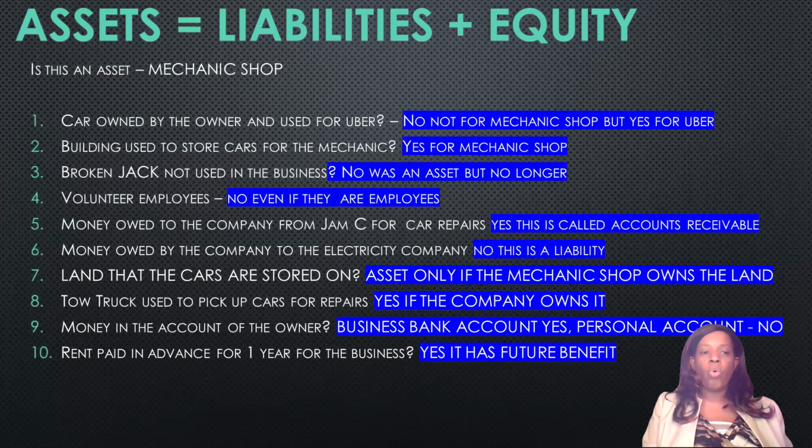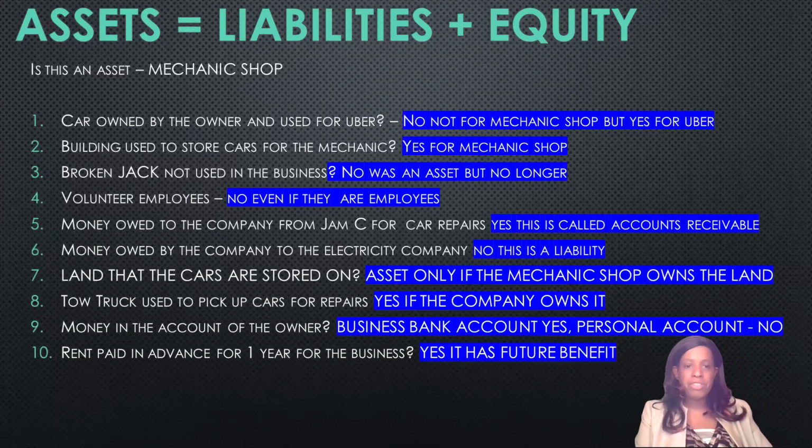Money owed, O-W-E-D, to the company? Yes. This is called accounts receivable. So let's say Jamsey didn't pay the mechanic shop, yet it's called an accounts receivable. Money owed by the company to an electricity company? No. This money owed is a liability. And they owe it to someone.